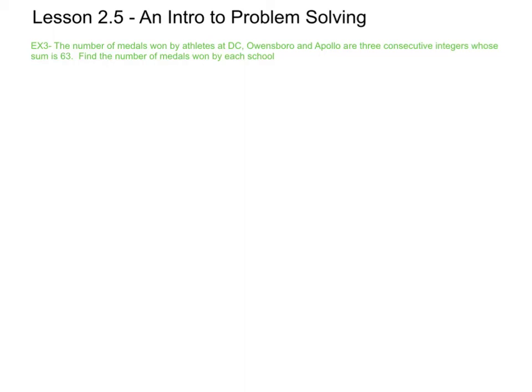So, again, the strategy I think you should use, and we did it last problem, is to identify each individual part. So the parts we have right here are DC, we have Owensboro, and we have Apollo. Those are the 3 things that we're talking about. So we don't know how many medals any of these schools won. Not any of them. But what we do know is that they're 3 consecutive integers. Consecutive means they're back to back to back.